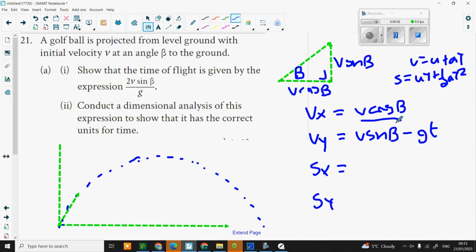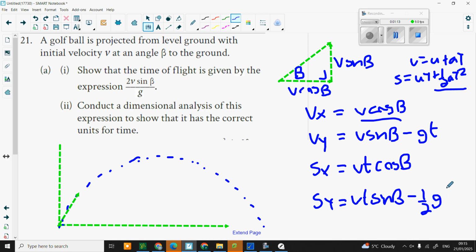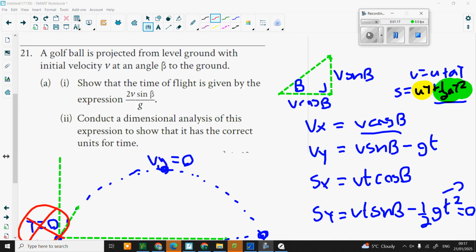So it's going to be v cos B times t, isn't it? So v t cos B. Next one: v t sine B, yeah, but there is an acceleration, so minus a half gt squared, because g is actually decelerating you, not accelerating you. So it's asked to prove that.